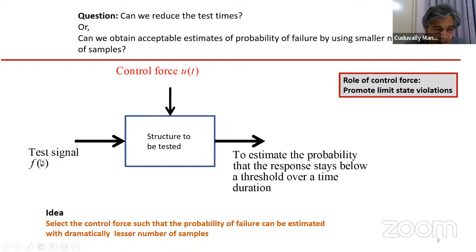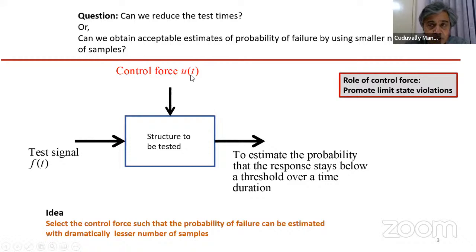So the idea here is, f of t is the test signal. So what I will do is, I will add a control force to this test signal, and under the combined action of this control force and this excitation, I will try to estimate the probability of failure. And this control force is selected in such a way that the sampling variance associated with the estimate of probability of failure is reduced. So the role of this control force is in some sense to promote failures, so that with fewer samples, we'll be able to estimate the probability of failure.